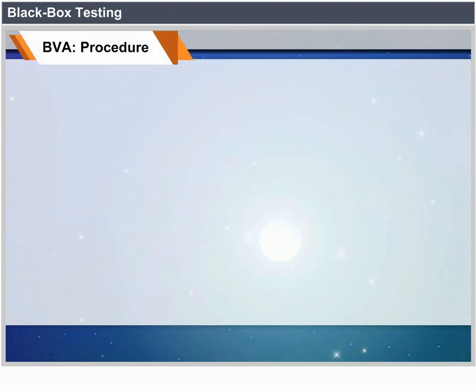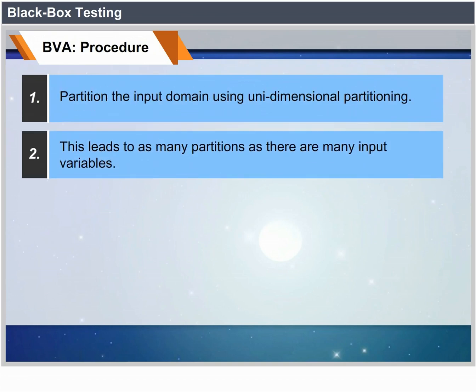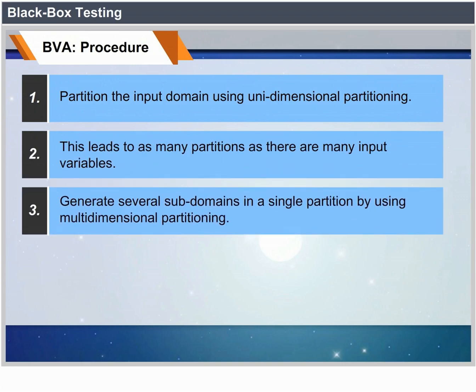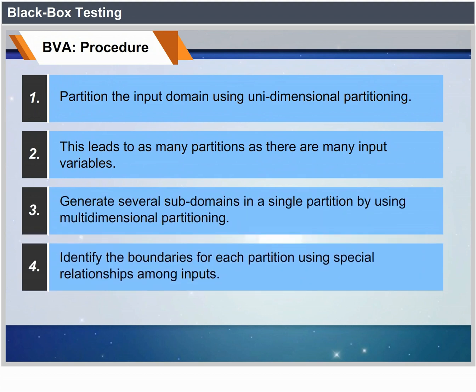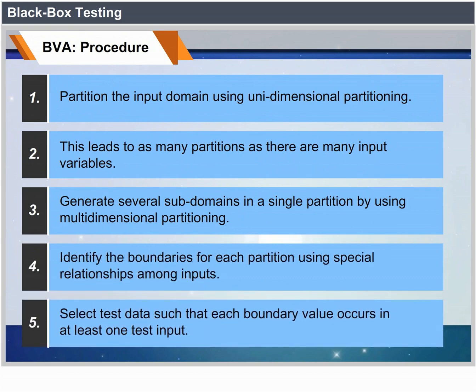BVA procedure. Partition the input domain using unidimensional partitioning. This leads to as many partitions as there are input variables. Generate several subdomains in a single partition by using multidimensional partitioning. Identify the boundaries for each partition using special relationships among inputs. Select test data such that each boundary value occurs in at least one test input.